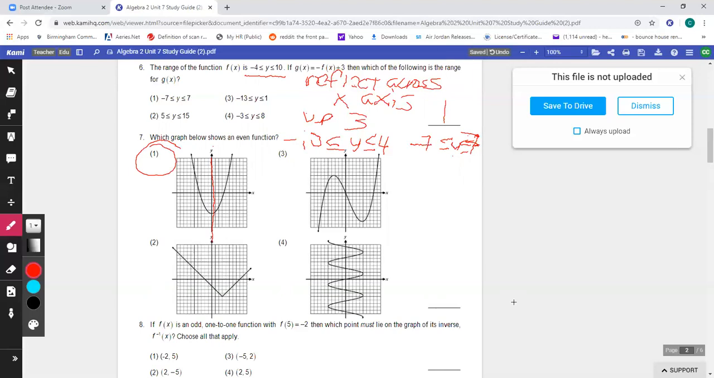Okay. Remember, odd functions have symmetry across the origin. Opposite x values have opposite y values. And there's a question later that we'll get into the graphing that we could talk about.